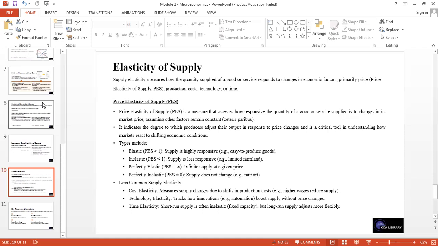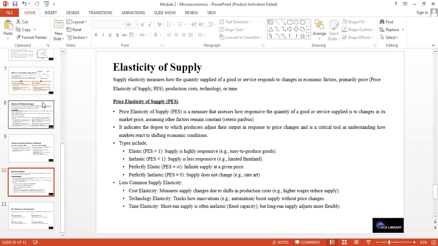It indicates the degree to which producers adjust their output in response to price changes, and is a critical tool in understanding how markets react to shifting economic conditions. For price elasticity of supply, the various types we have are elastic, where supply is highly responsive; inelastic, where supply is less responsive; perfectly elastic, which is infinite supply at a given price; and perfectly inelastic, where supply does not change irrespective of price. An example is rare earth.